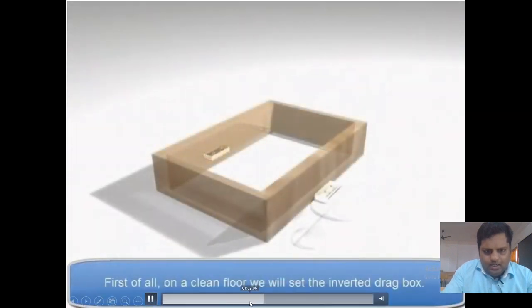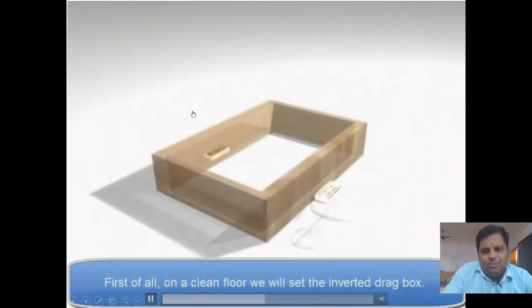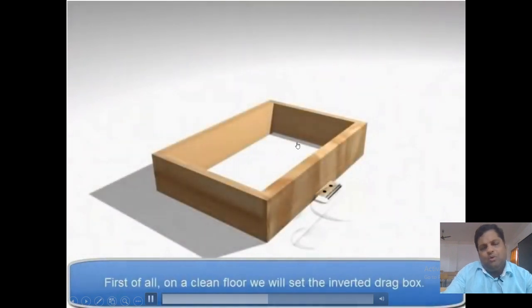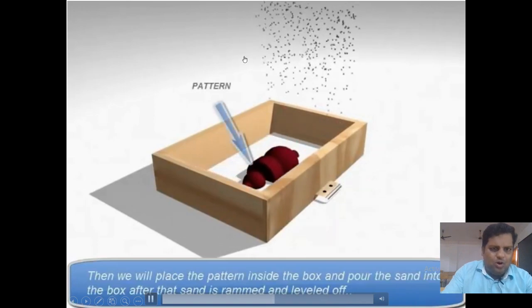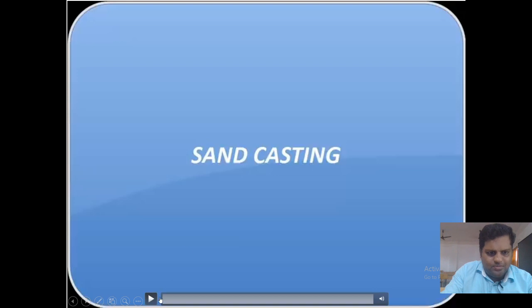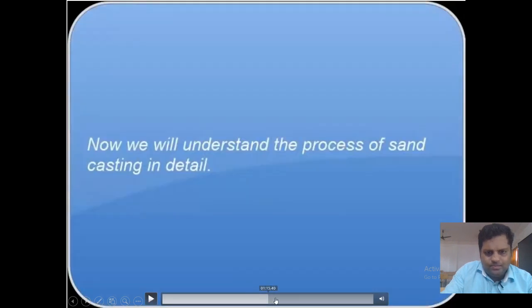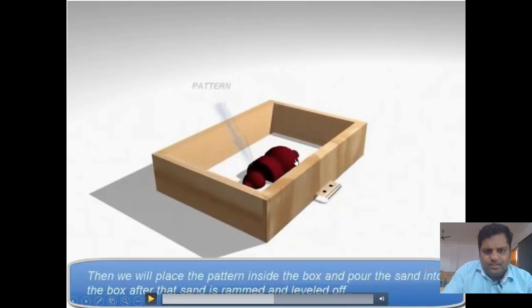See here, this is the drag, the bottommost molding box. We call it the drag, and the uppermost box we call the cope. Just a moment, the slide has changed. Here you can see we are keeping the required pattern, the required shape to be molded. We are keeping that pattern over here.